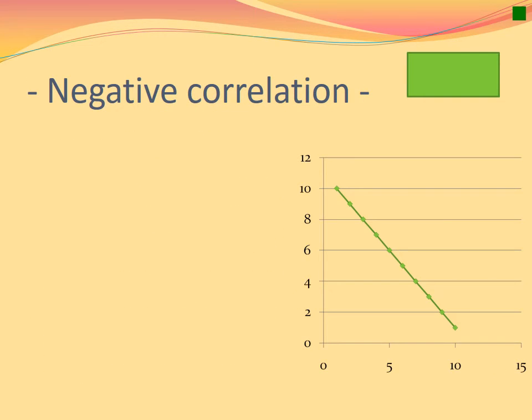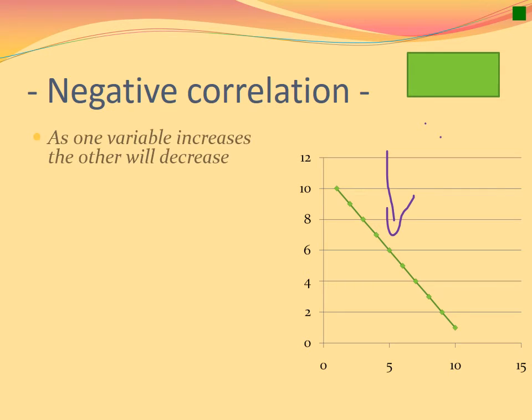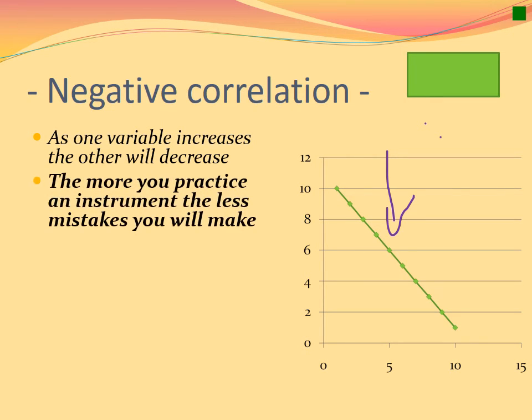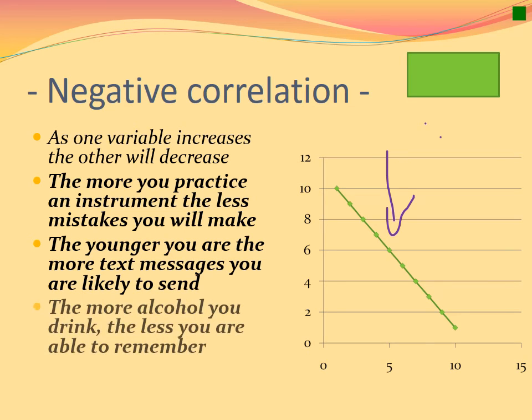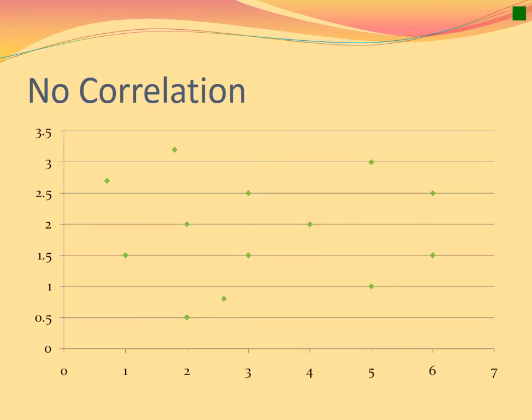A negative correlation, as you can see on the screen there, is a correlation that goes down. This is because as one variable increases, the other will decrease. So as one gets bigger, the next one will get smaller. So for example, the more you practice an instrument, the fewer mistakes you will make. The younger you are, the more text messages you are likely to send. Or the more alcohol you drink, the less you are likely to remember. And again, you can see the line of best fit going through the points that we've plotted.